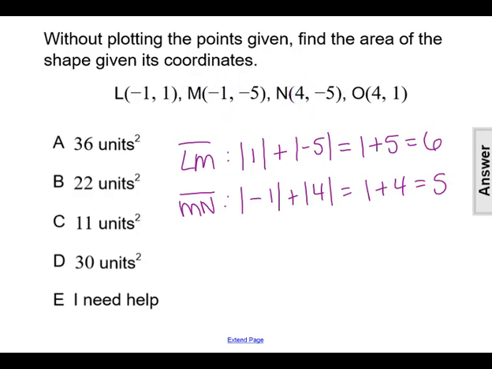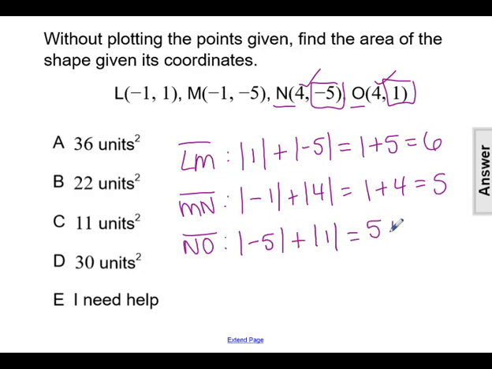Now let's find the distance between points N and O. They have the same x coordinates, and they have opposite signs for their y values of negative 5 and 1, so we're going to add their absolute values. We're finding the distance for segment NO, so that'll be the absolute value of negative 5 plus the absolute value of 1, which is 5 plus 1, which is 6.